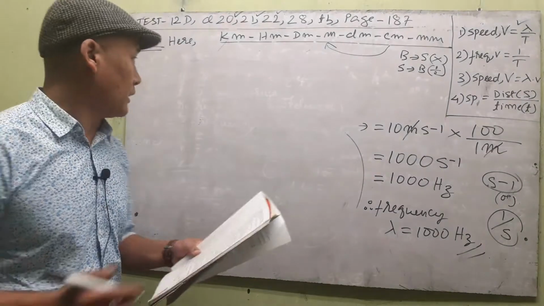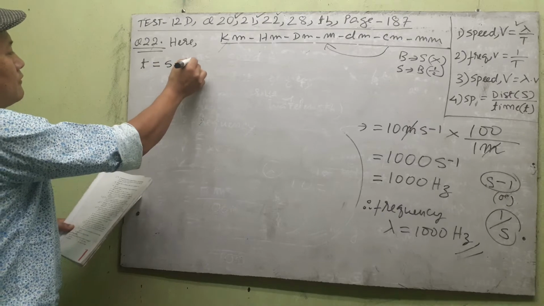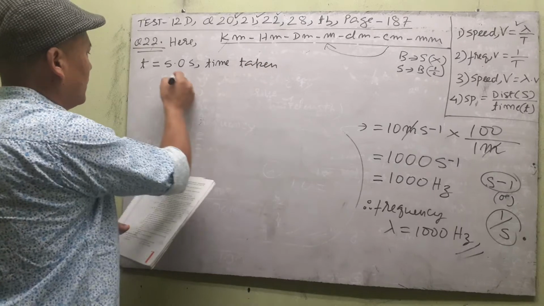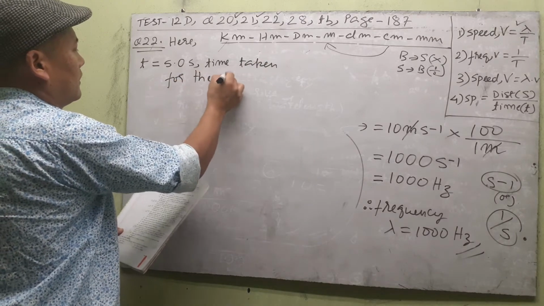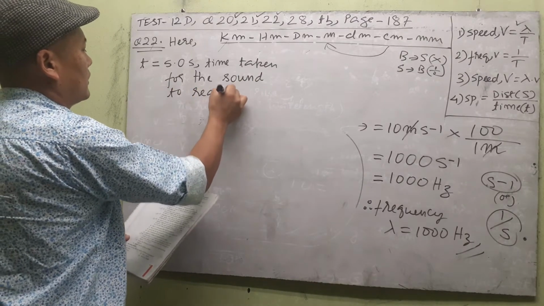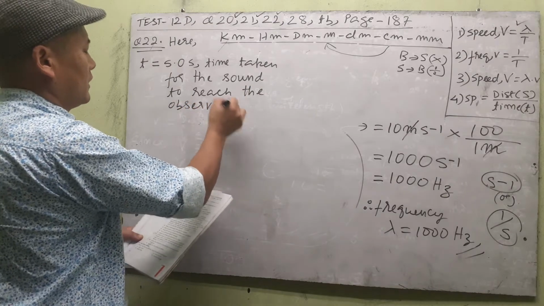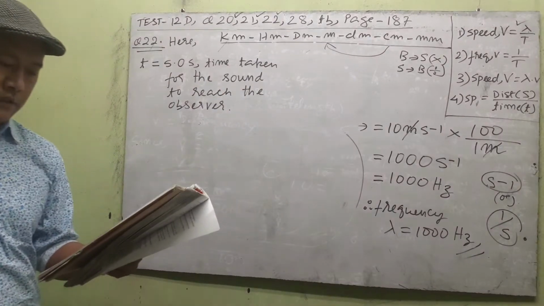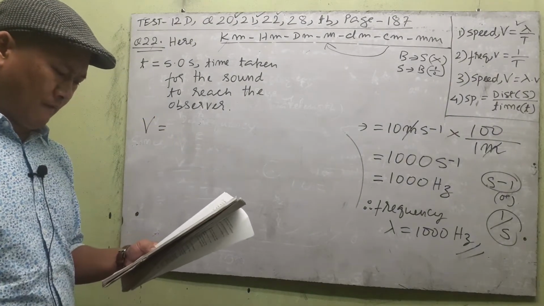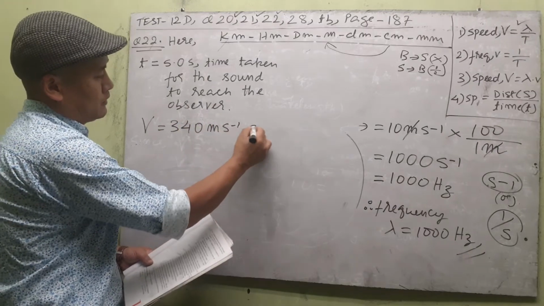He finds it to be 5 seconds. So here, time taken is 5.0 seconds, time taken for the sound from the lightning to reach the observer, the person experiencing it. Then the speed of the sound wave, speed is denoted by capital V, is 340 meter per second.